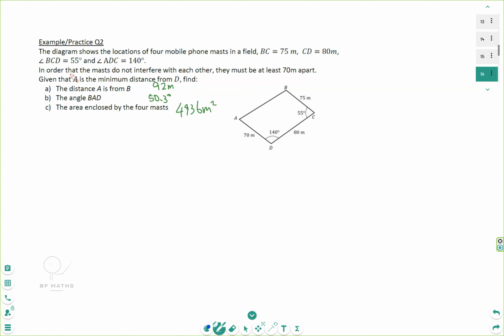In order that the masts do not interfere with each other, they must be at least 70 meters apart. Given that A is the minimum distance from D, so 70, find the distance A is from B. Essentially, I want you to find AB.